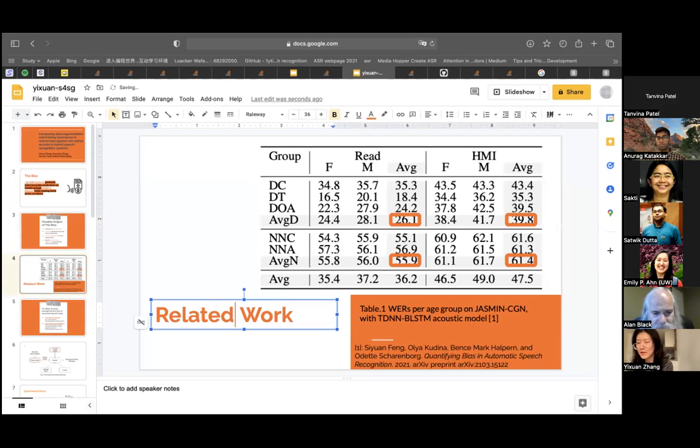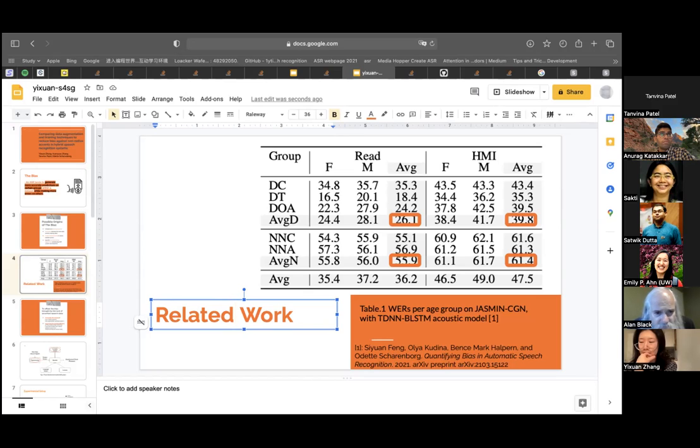Related work. As seen in the table displayed in the slide, the bias exists among different speaker groups. The average word error rate difference of the state-of-the-art Dutch ASR system is the biggest between native speakers and non-native speakers. As you can see, it's an absolute 26.1% for Dutch speakers and 55.9% for non-native speakers in read speech, and an absolute 39.8% and 61.4% in HMI speech. Therefore, we will primarily focus on mitigating the bias, that is, the word error rate difference between native and non-native Dutch speech.